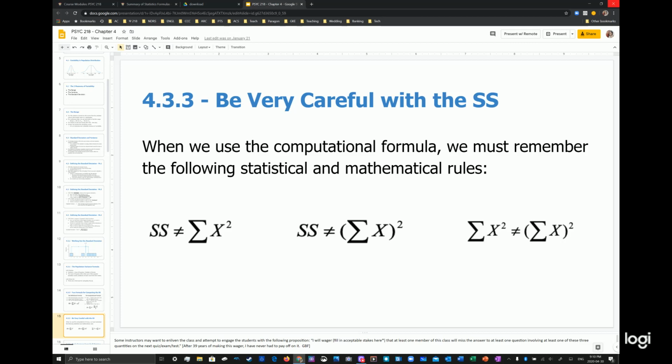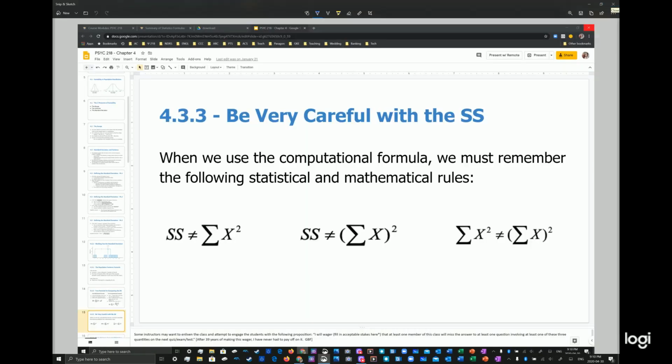So that's a practical tip there when you're calculating the sum of squares. In this slide, we talk about some ways you've got to be careful with the sum of squares. And this is especially true if we use the computational formula because it involves more sigma notations. So, a review here for sigma notations.